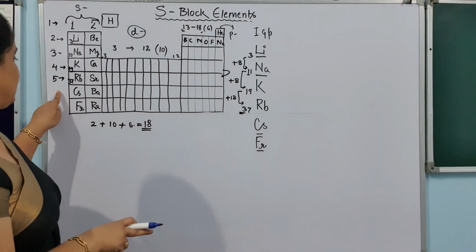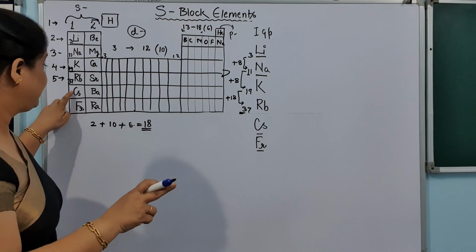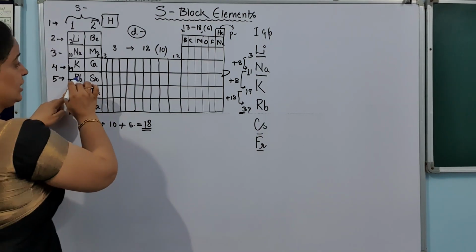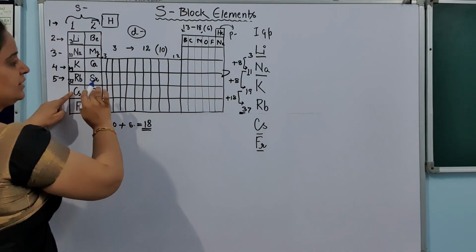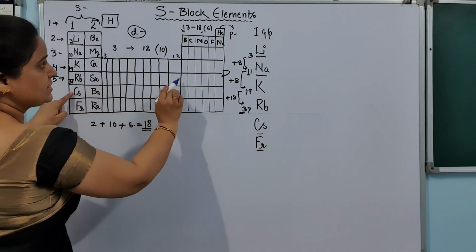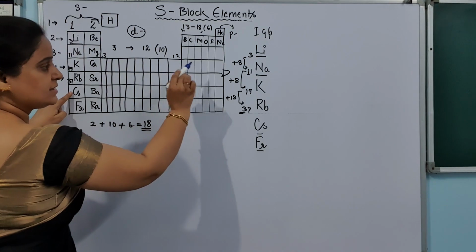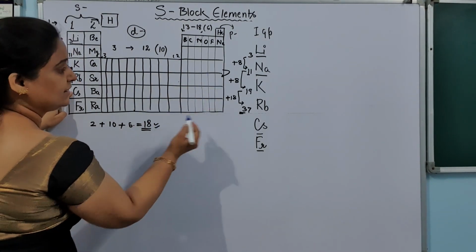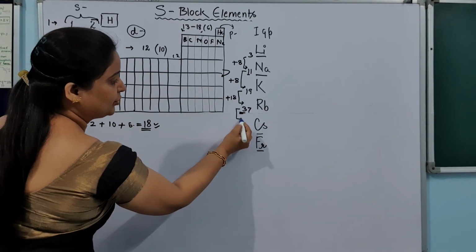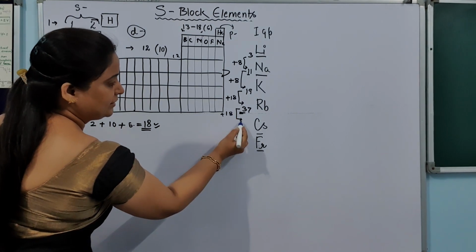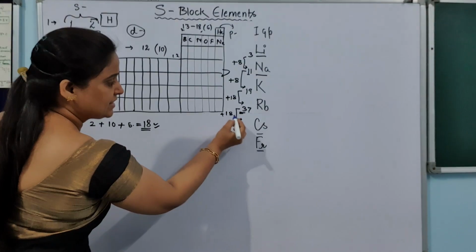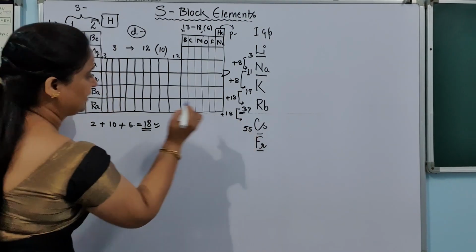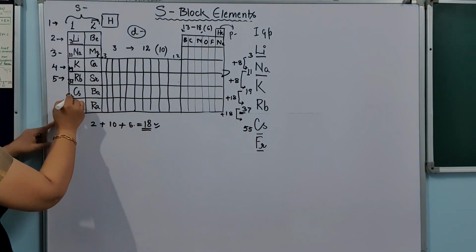Now we are in the fifth period. Now the next one is cesium. But for cesium we have to complete this row. That is, again we have to add 2 plus 10 plus 6, that is 18. Means I am going to add 18 more, then I will get the atomic number of cesium. And what is that? 37 plus 18 becomes 55. So this is the atomic number of cesium.